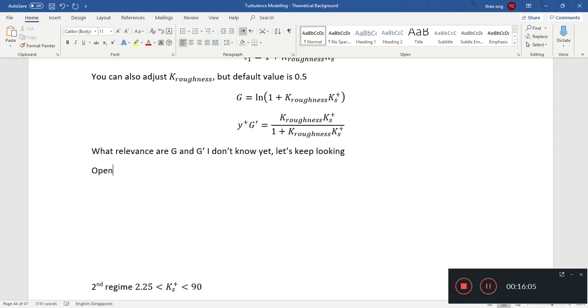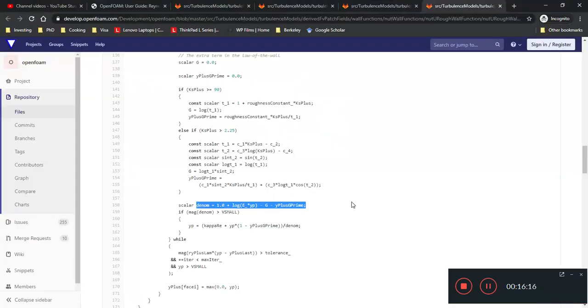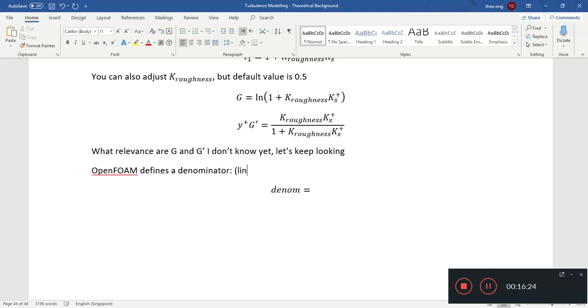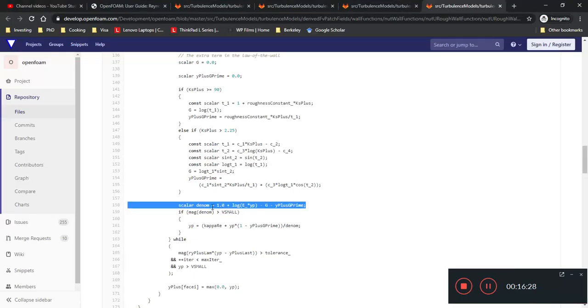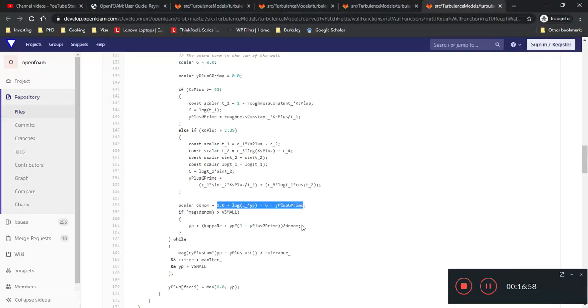OpenFOAM defines a denominator. The denominator, denom, equals, this is line 158 of that roughness function, 1.0 plus log of E into y plus, so log of E y plus, close bracket, and then I will have a, let's just write that first.